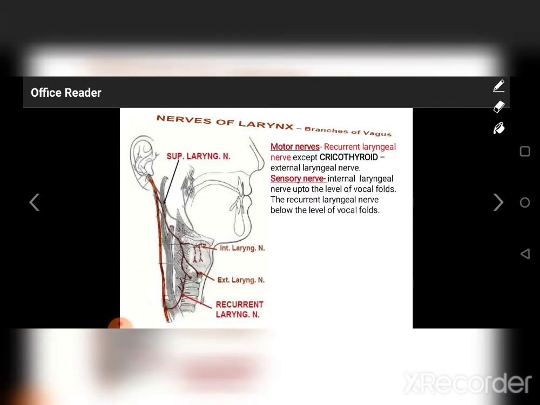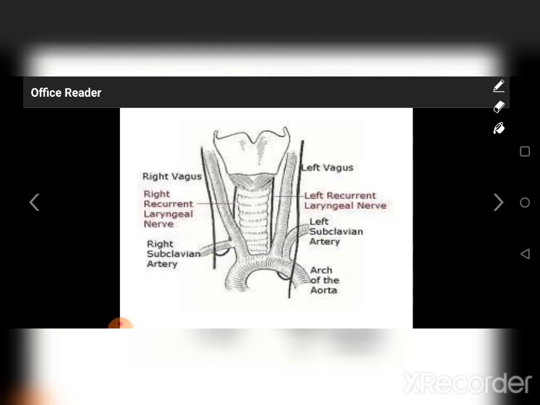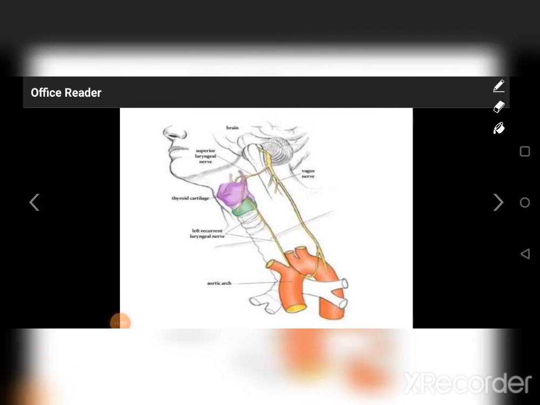Then the nerves. The motor nerve is the recurrent laryngeal nerve, which is a branch of the vagus nerve. Cricothyroid is supplied by the external laryngeal nerve. Sensory innervation of the larynx is supplied by the internal laryngeal nerve up to the level of the vocal fold, and the recurrent laryngeal nerve below the level of the vocal fold. So these are the nerves which are supplying the larynx. These are again the nerve supply to the larynx.